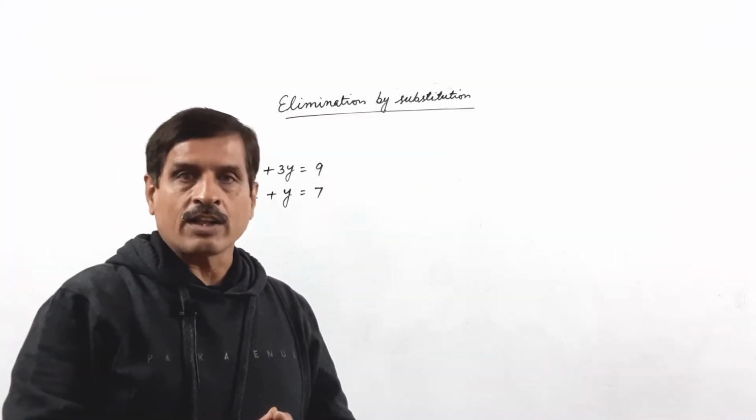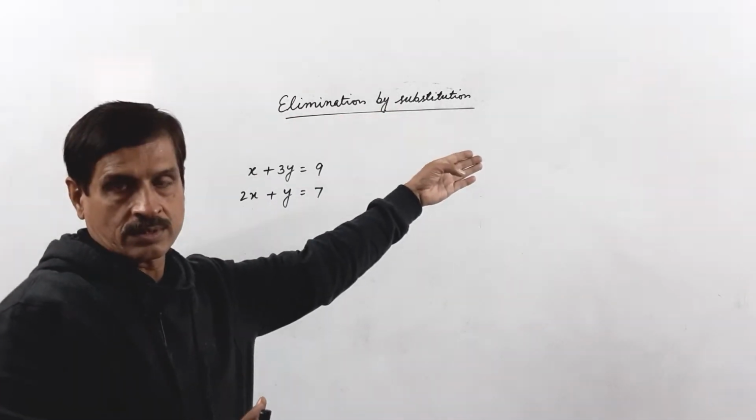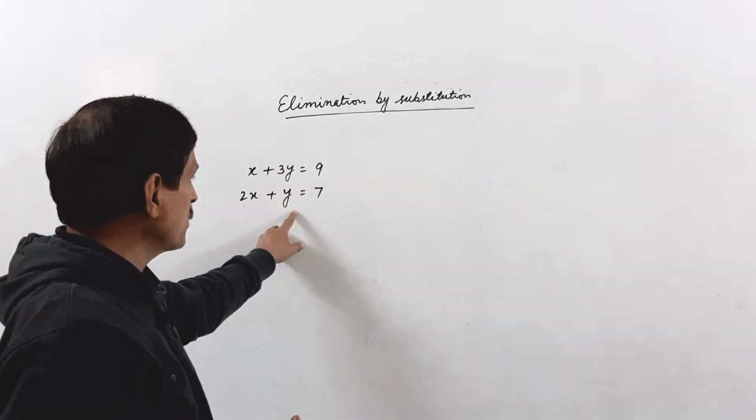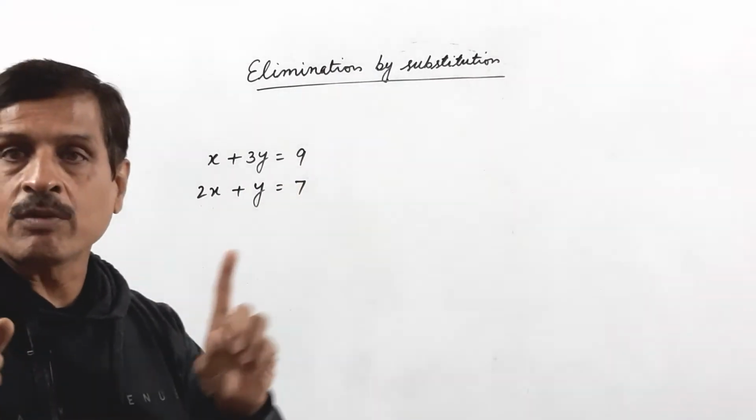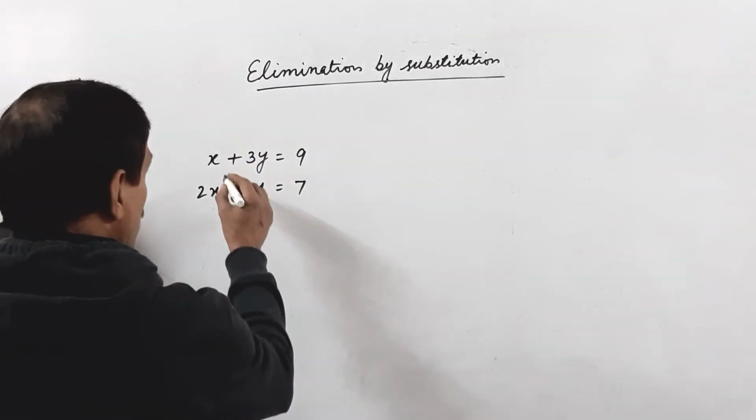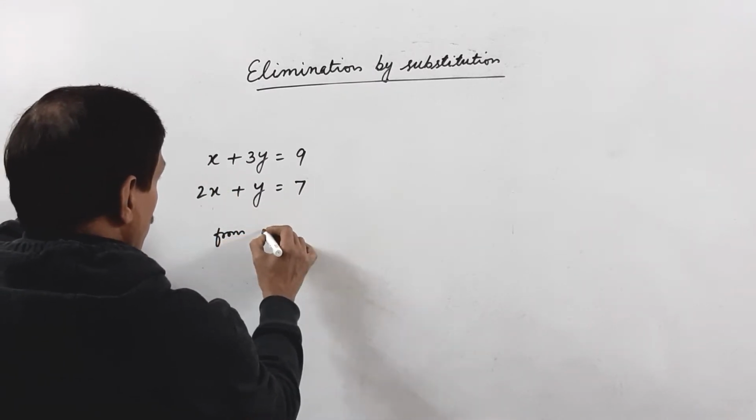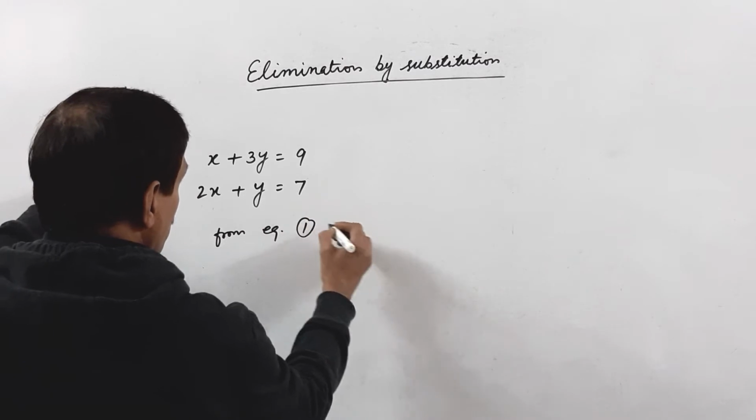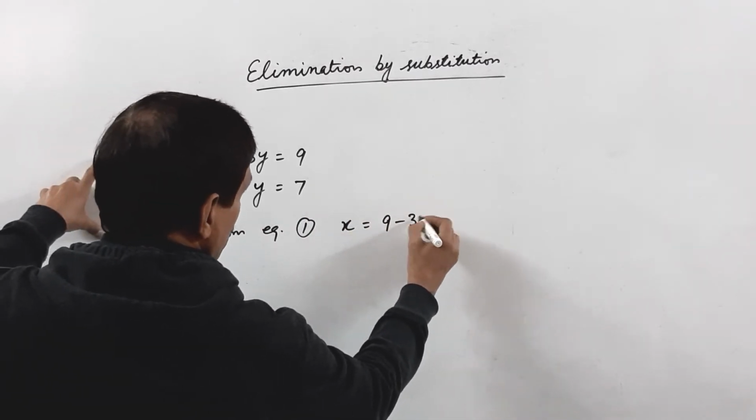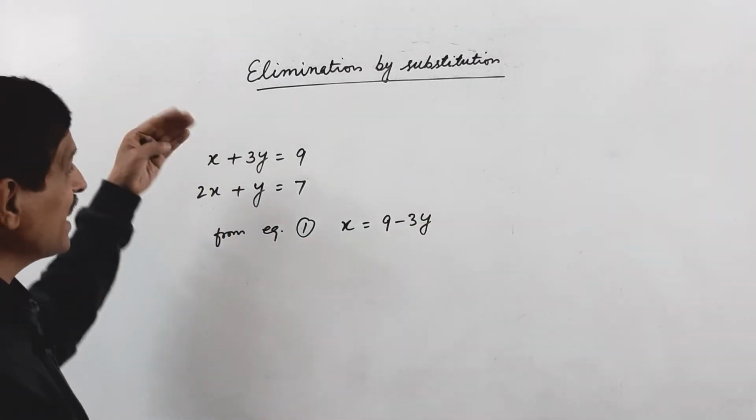Now we consider another method, that is elimination by substitution. We consider the same equations, x plus 3y is 9 and 2x plus y is 7, but it will be solved by using this method. First we obtain the value of x from equation 1. From equation 1, x is equal to 9 minus 3y. Now we substitute this value of x in the second equation.